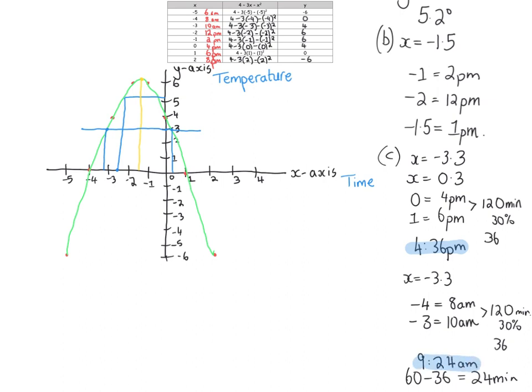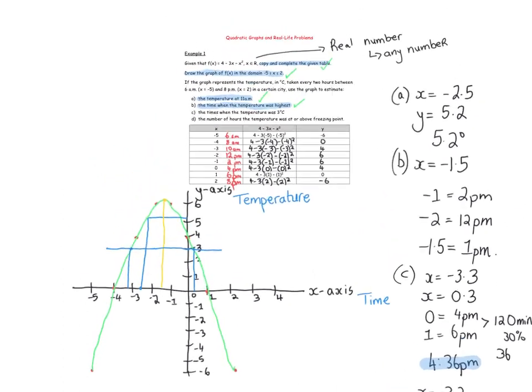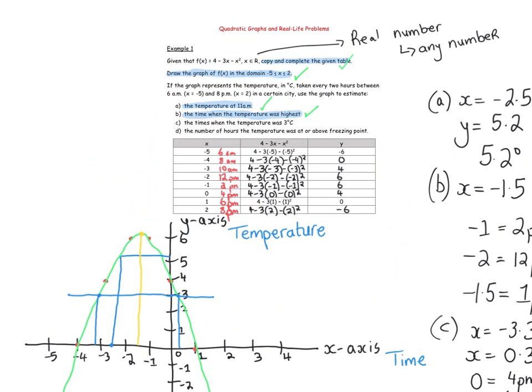So if we go back up then and have a look at the question that we were doing. It says it wants us to estimate the times when the temperature was 3 degrees. And the final thing it wants us to do is figure out or estimate the number of hours the temperature was at or above freezing. So the temperature is above freezing when y is greater than 0. So we know that y is greater than 0 above the x-axis. So we're looking for everything above the x-axis. So that's from x equals minus 4 to x equals 1.